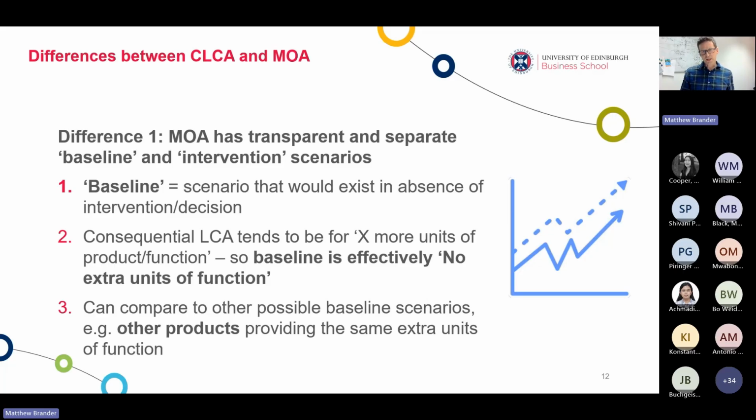So for consequential LCA, often the framing is for a decision to produce or consume or demand X number more units of product or function. And very often the baseline is implicitly the situation in which that decision does not take place, and the baseline is no extra units of function are produced. But you could, with a consequential LCA, also have other forms of baseline, like an alternative product that is supplying the same extra units of function.